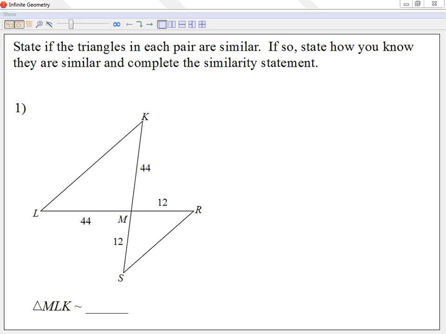Again, there's 76 questions on the final, and today we're going to review a few. Questions 1 through 8 from the review. It says, state if the triangles in each pair are similar. If so, state how you know they are similar, and complete the similarity statement.